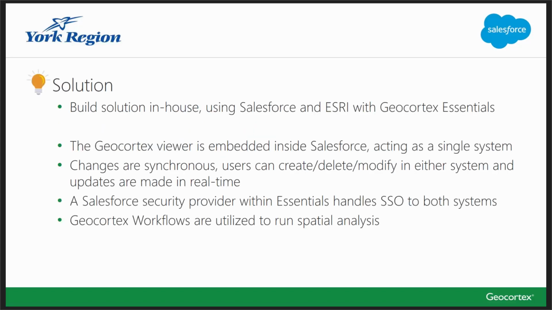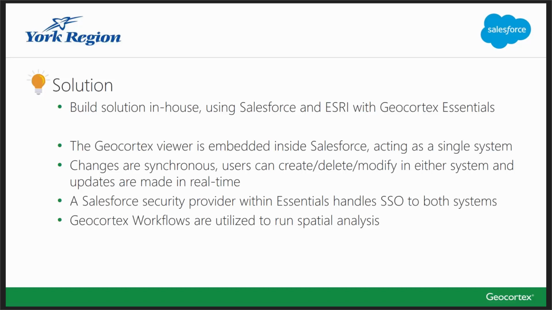So the solution: build an in-house solution using Salesforce and Esri with Geocortex Essentials. At a high level, the viewer is embedded inside Salesforce, acting as a single system. Any changes are synchronous. Users can create, delete, and modify in either system, and updates are made in real time. A Salesforce security provider within Essentials handles SSO to both systems. Basically, in Geocortex Essentials you can create a custom security provider for any number of systems, but in this case, when you open the Geocortex viewer, it would prompt the user for Salesforce credentials, and then you would be directed into the viewer.